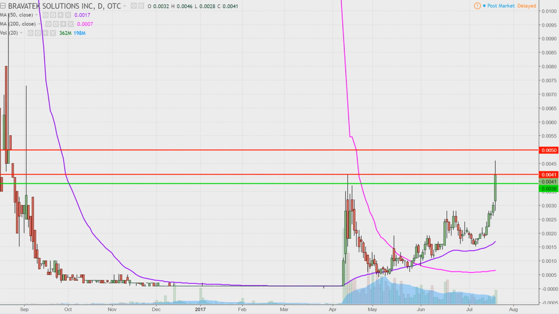But as I've been saying and will continue to say, as long as the price keeps on doing what it's been doing, building those higher bases, the long-term chart will continue to take care of itself. So, very nice move today. We'll see how it closes out the week tomorrow.